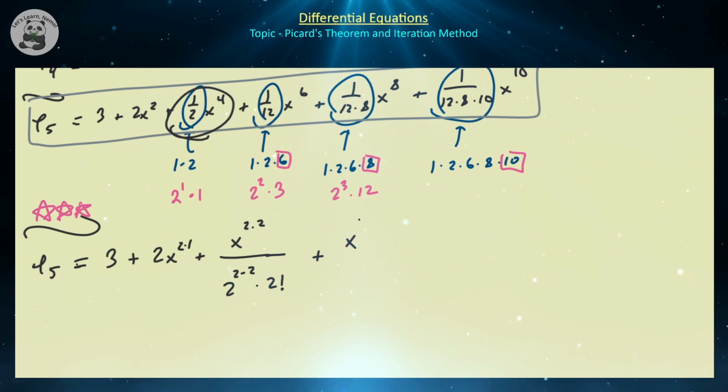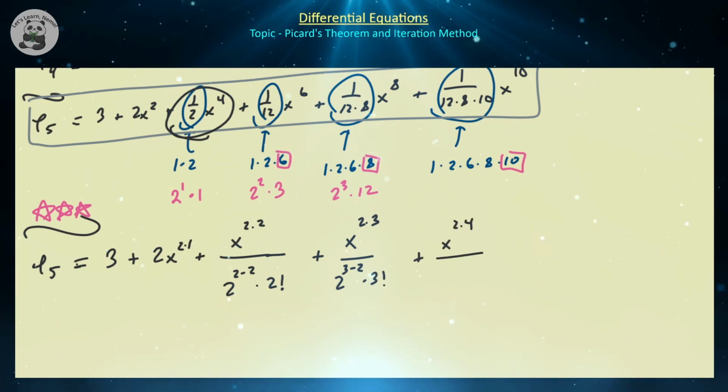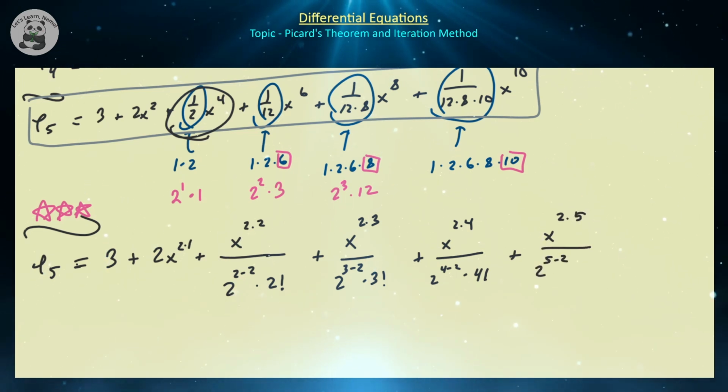I'm going to have x to the 2 times 3 all over 2 to the 3 minus 2 times 3 factorial. And then I'm going to have x to the 2 times 4 all over 2 to the 4 minus 2 times 4 factorial. And then we're going to have x to the 2 times 5 all over 2 to the 5 minus 2 power times 5 factorial on bottom. And that would be y5.